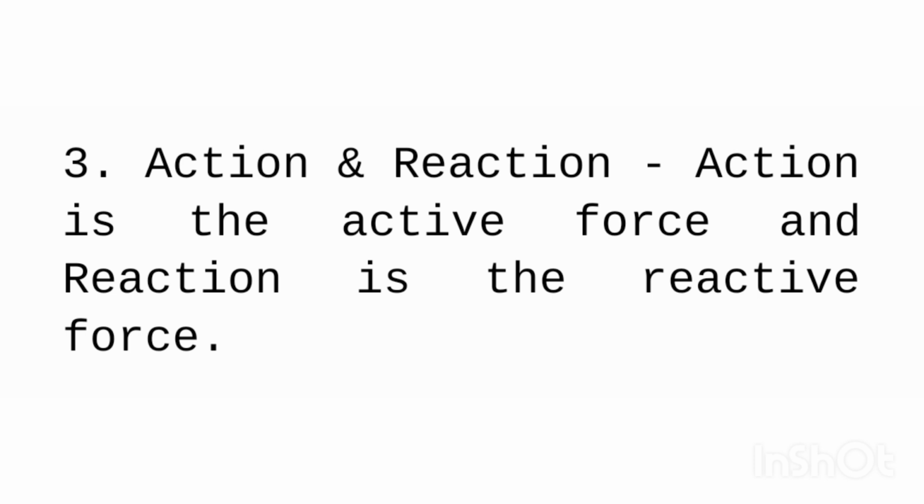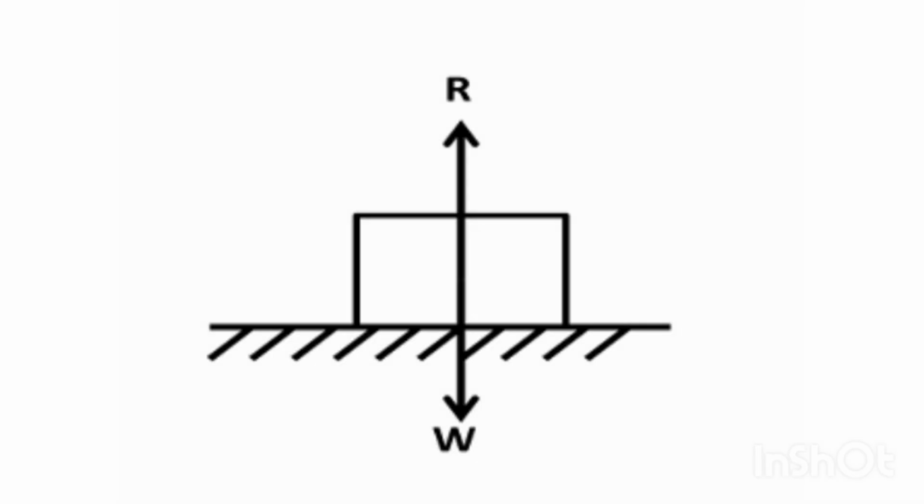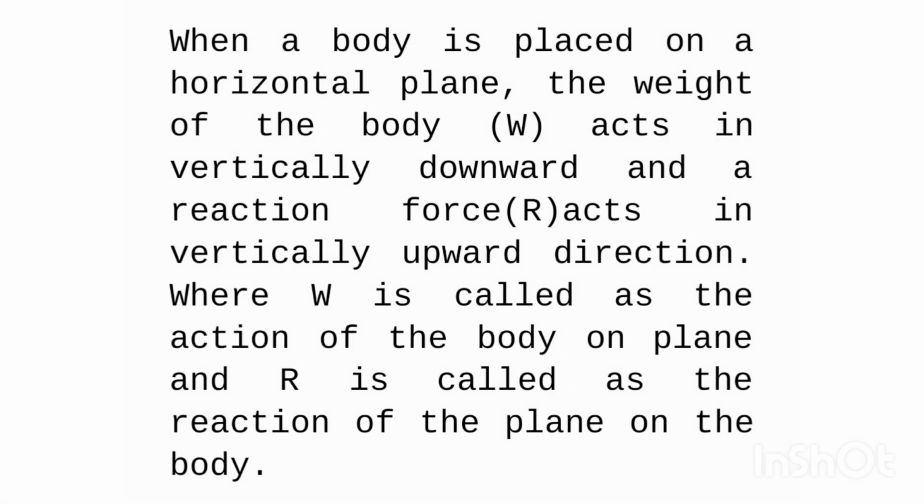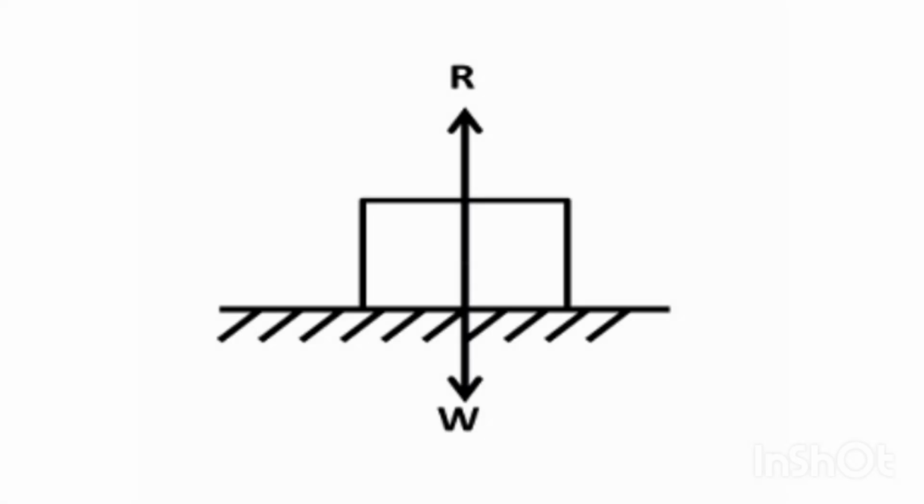Action is the active force and reaction is the reactive force. When a body is placed on a horizontal plane like this, the weight of the body W acts vertically downward and a reaction force R acts in the vertically upward direction, where W is called the action of the body on the plane and R is called the reaction of the plane on the body. W is the action of the body on the plane, R is the reaction of the plane on the body.